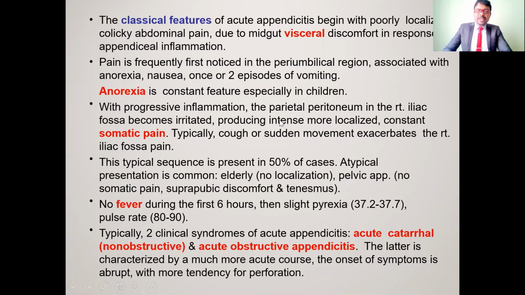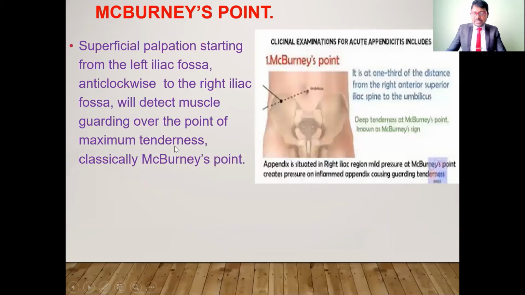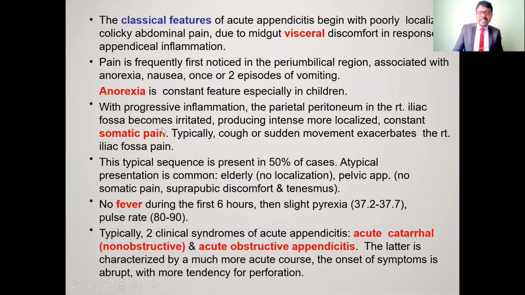With progressive inflammation, the peritoneum in the right iliac fossa becomes irritated. It produces intense, more localized, and constant pain. Because of this constant somatic pain, a sudden cough or sudden movement increases the pain. The irritation is in the peritoneal region in the right iliac region, giving severe pain. If they suddenly cough or move, the pain increases.